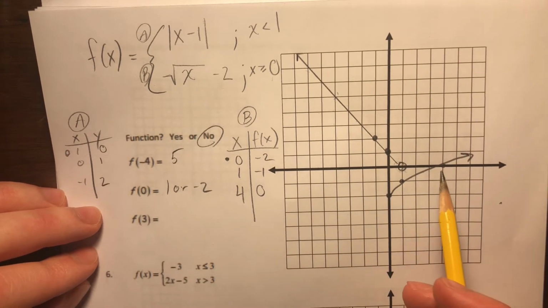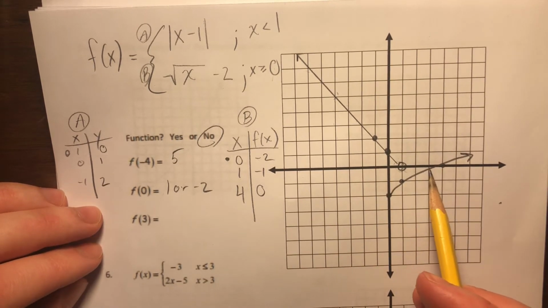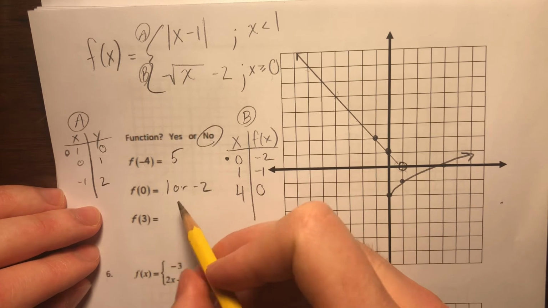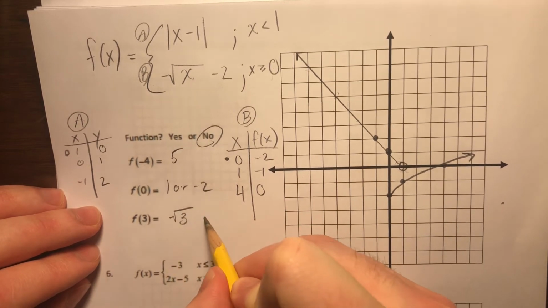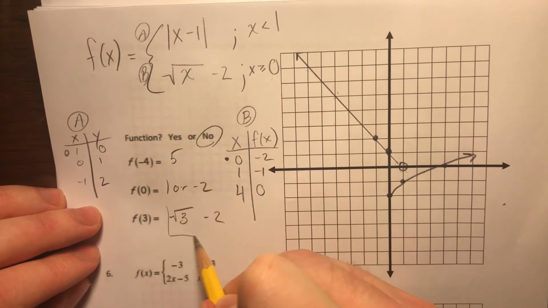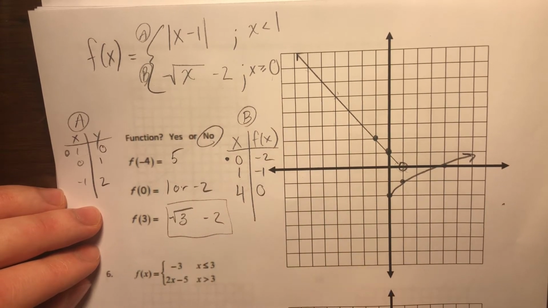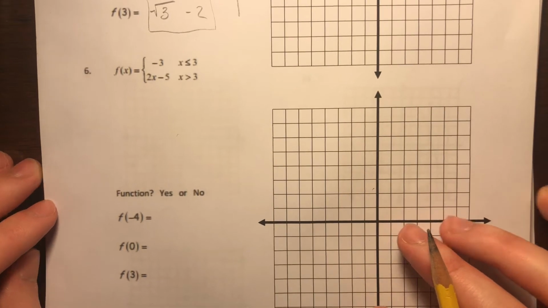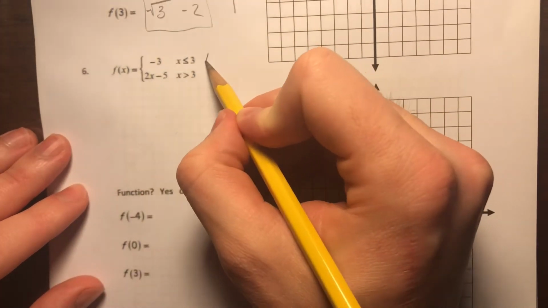All right, f of 3. Well, I could look at the graph, but that's a very hard value to estimate. So I'm just going to plug it in to my function, and I'll get radical 3 minus 2. And I cannot simplify that, so that's just how I'm going to leave it. All right, next one, 2 linear functions. All right, so let's call them a and b.